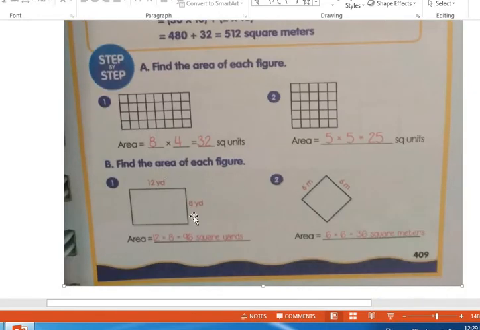Find the area of each figure. I know that the area equals length times width, so 8 times 12. For the square, side times side, 6 times 6 equals 36 square meters.